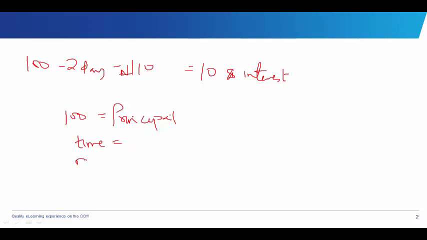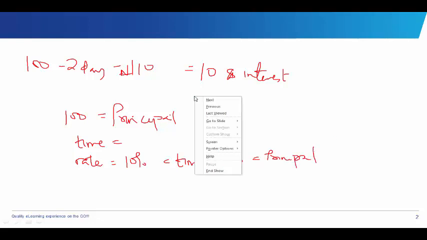Now there's another concept called the rate. When organizations, let's say banks, give you loans, they give you at a specific rate, let's say 10% interest, meaning that after the specified time you pay back 10% of the total sum, which is the principal that you borrowed. Okay, now let's look at the formula for interest.